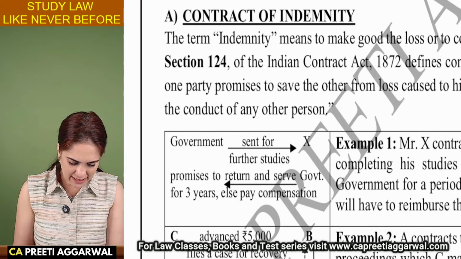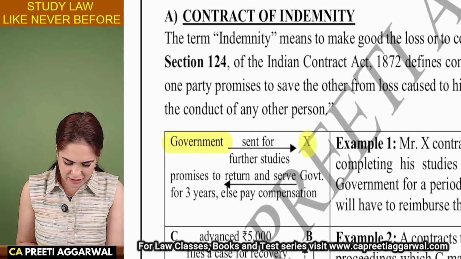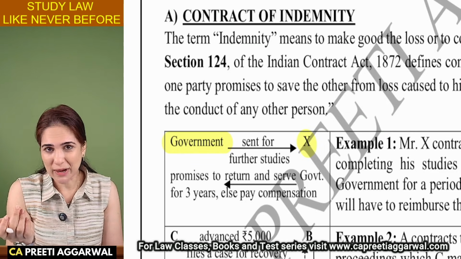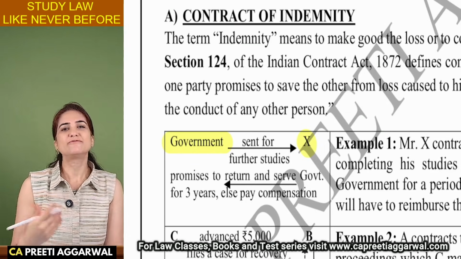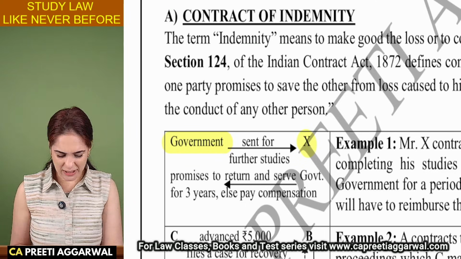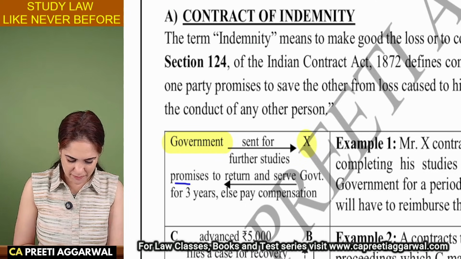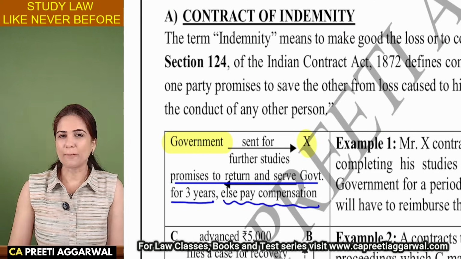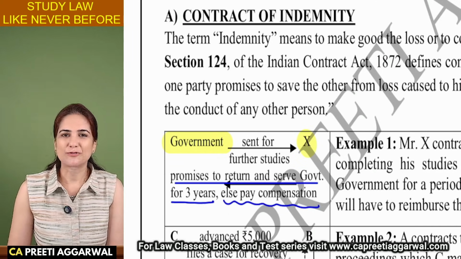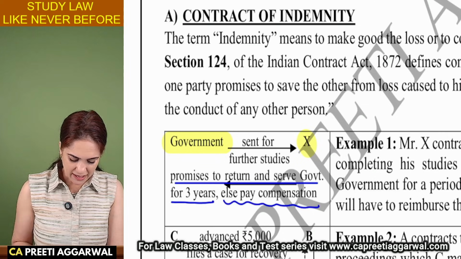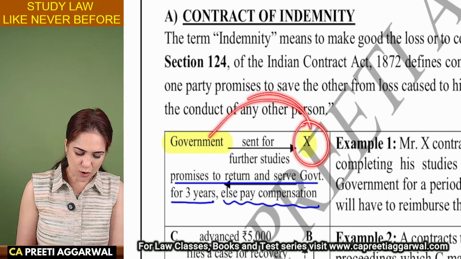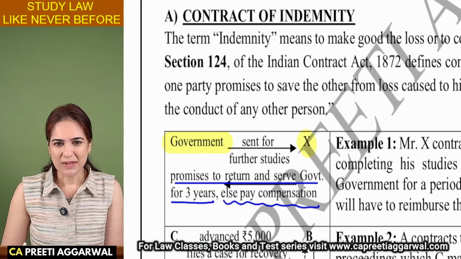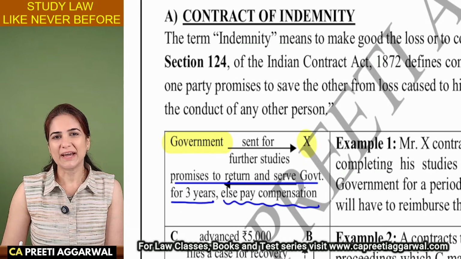Now, here is a good example. The government has sent Mr. X abroad for further studies, all expenses paid by the government. If the government is spending so much, they will want that X should come back and work for the government. So they enter into a contract with him that you will return and you will work for the government for 3 years. And if you fail, then you will pay compensation. So this is nothing but a contract of indemnity, wherein X is promising to indemnify, that is compensate the government in case X fails to work for those 3 years. So this is a type of contract of indemnity.